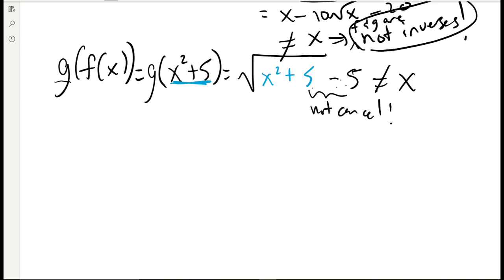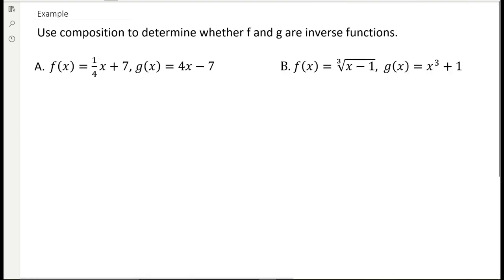Okay, you have 5 on the outside and 5 on the inside. There's no way to cancel those. All right, so not inverses. So let's use the composition to determine whether f and g are inverse functions for more practice.